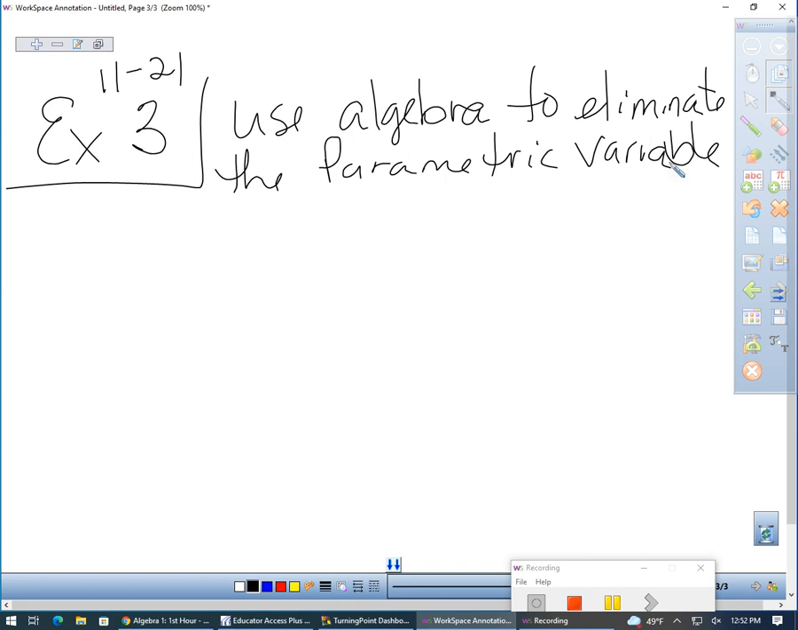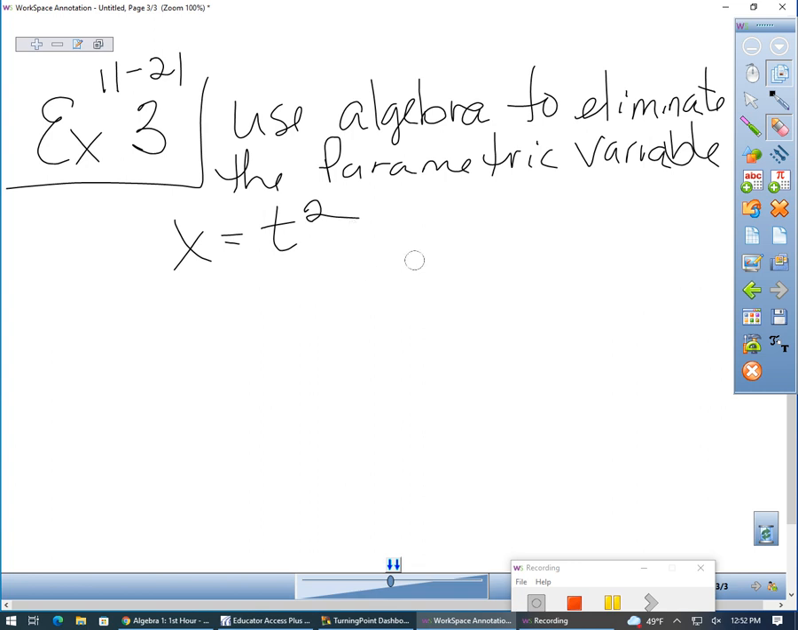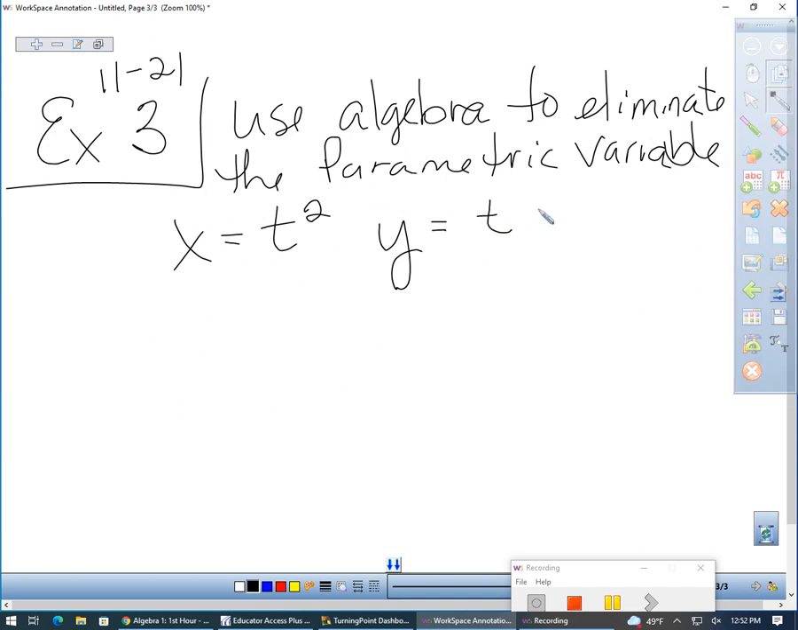So let's start off with something as beautiful as x equals t squared and y equals t plus 7. I don't know. So, we want to try and get it y equals, right? Because that's how we write all of our functions. What can I do to get t by itself? Square root it. I agree. We can square root it, right? Square root both sides.